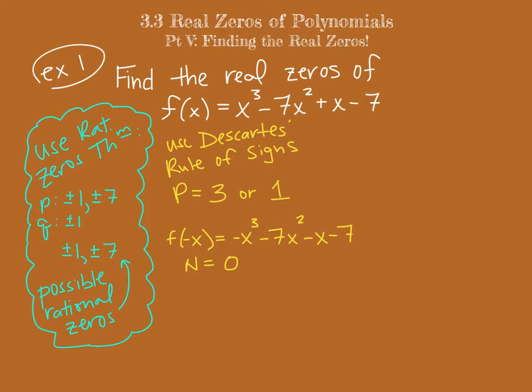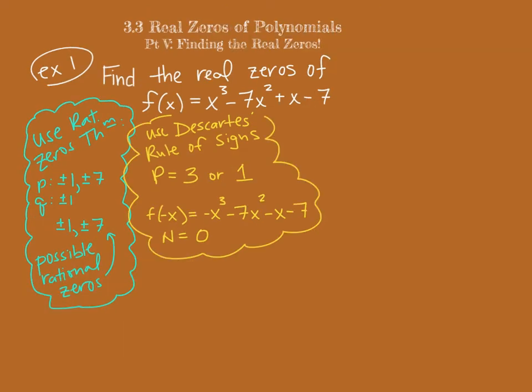Now we're going to test to see if +1 or +7 is an actual zero. The way we're going to do that is through synthetic division, unless you really want to do long division, but I doubt it. So the first one that we're going to test out is the +1, because we're told that we could have either 3 positive real zeros or 1 and no negative real zeros. So no need to test -1 or -7, those potential rational zeros. Let's test and see if x equals 1 is a real root.